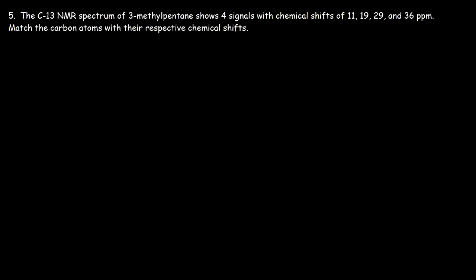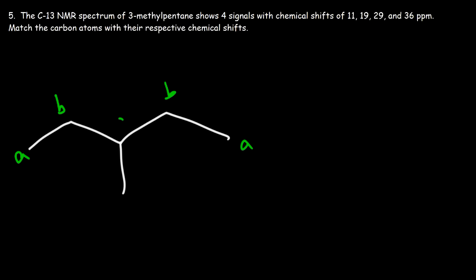Try this one. So this time it's 3-methylpentane, and it has 4 signals with chemical shifts of 11, 19, 29, and 36 parts per million. So let's begin by drawing pentane, and let's put a methyl group on carbon 3. Just like before, let's identify the different types of carbon atoms that we have. So here is the line of symmetry. This is going to be carbon A, B, C, and D. So we have 4 different types of carbon atoms, which correspond to the 4 signals that we see here.